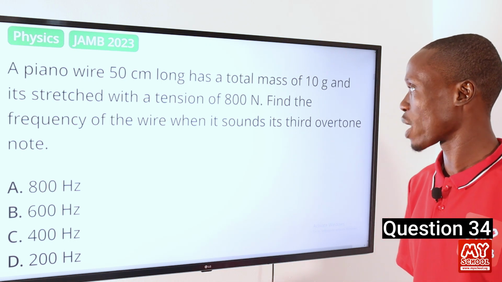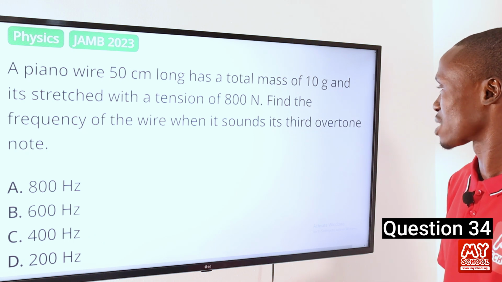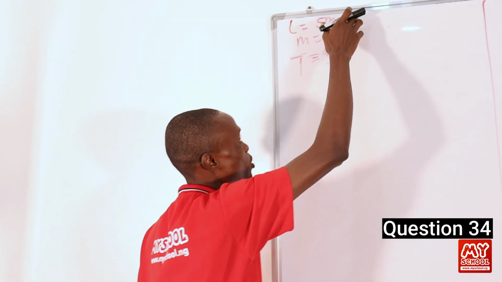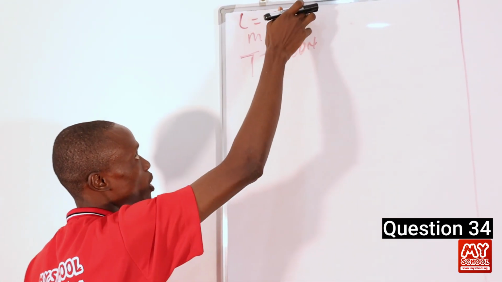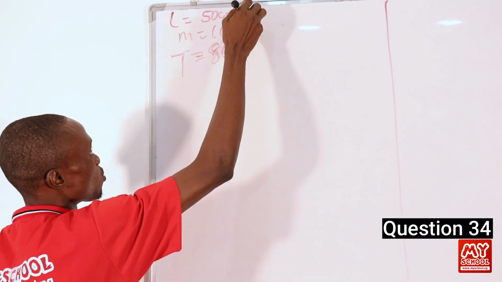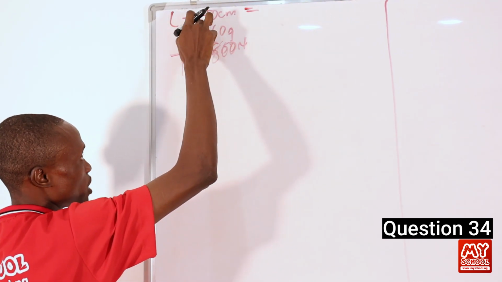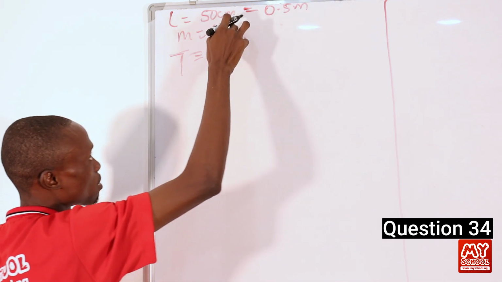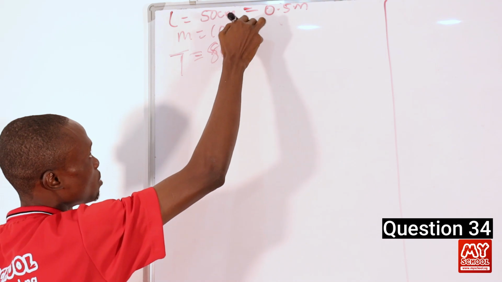Find the frequency of the wire when it sounds its third overtone. So let's move over to the board. These are the information that are given to us according to the question. These two quantities we have to convert into their basic unit. We convert centimeter to meter by dividing by 100, and that will give us 0.5 meter. And we convert gram to kilogram by dividing by 1000.